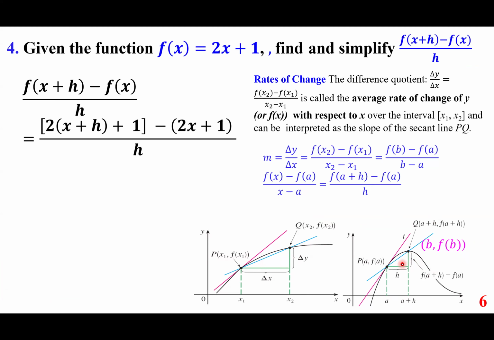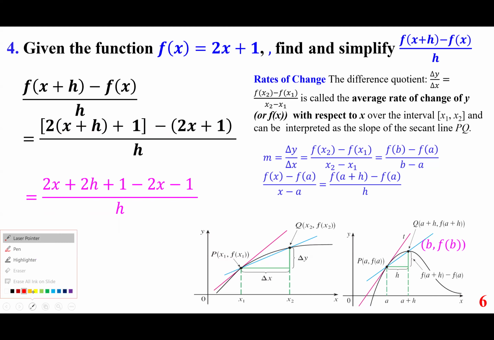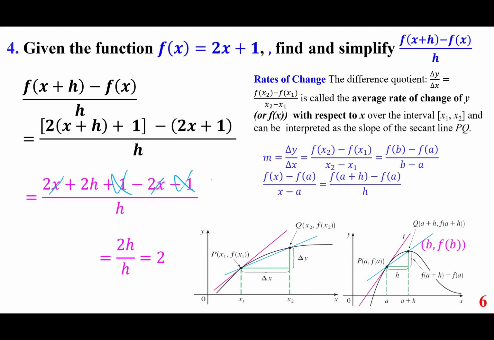That means 2 times x plus h plus 1 minus 2x plus 1 over h. So replace the x with x plus h. So what do we get here? You see the expression, and this is 2x plus 2h plus 1. This is minus 2x minus 1. These two cancel each other. These two cancel each other. We get 2h over h, which is 2.